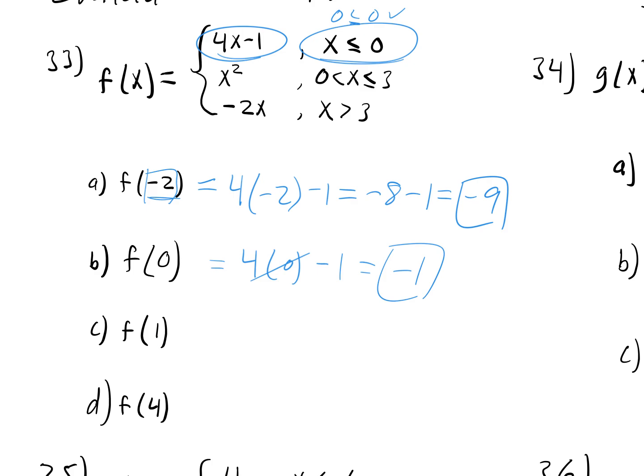And then for example, f of 1, you're going to plug in a 1 into x squared, because 1 is between 0 and 3. And then 1 squared is just 1. And that's how you solve these kinds of problems.